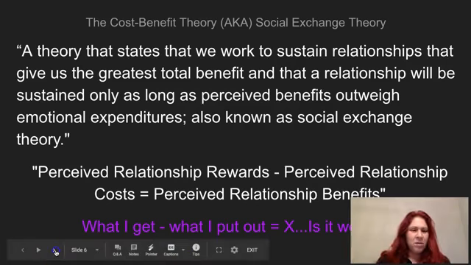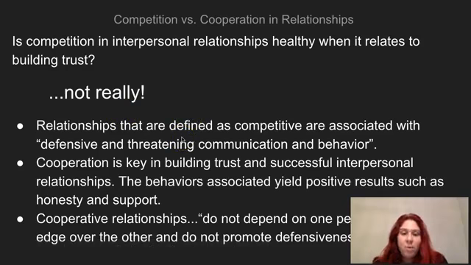Okay, moving into competition versus cooperation in relationships. So this is the climate piece of my discussion. I ask a question: is competition in interpersonal relationships healthy when it relates to building trust? And the answer is not really. Relationships that are defined as competitive are associated with defensive and threatening communication and behavior. Cooperation is key in building trust and successful interpersonal relationships.